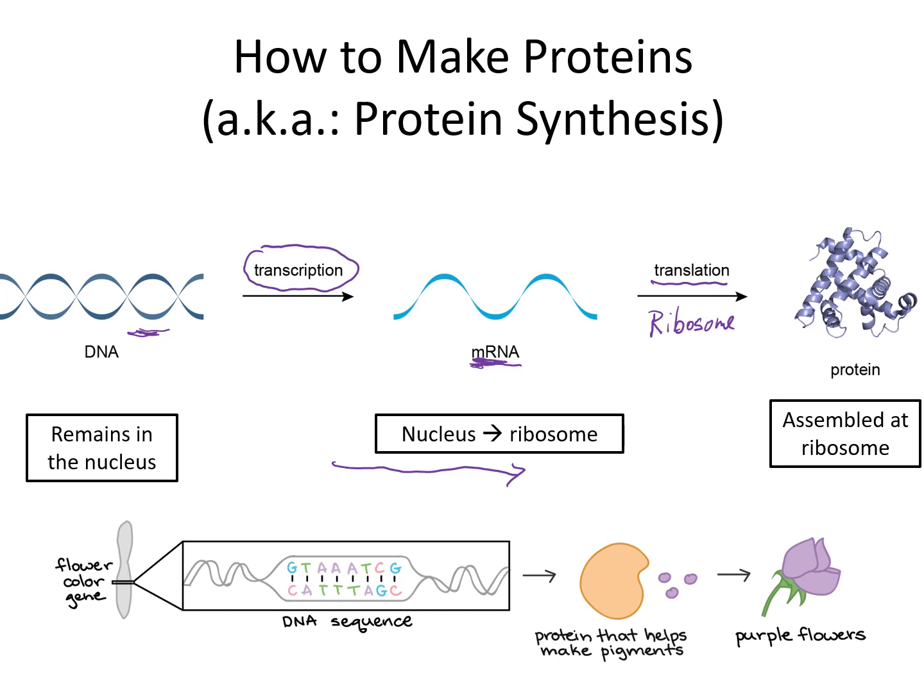And here's just an example of that. You can have a gene on a flower, which is just DNA, makes a protein, and then that can get exported out to be color or whatever it is.